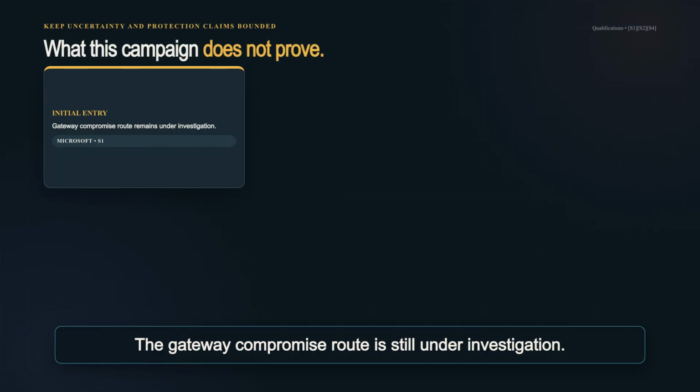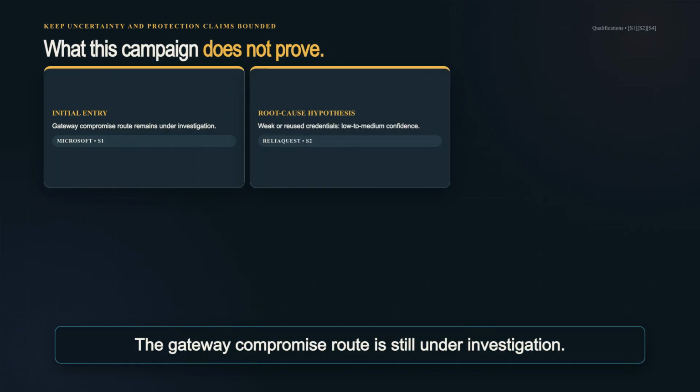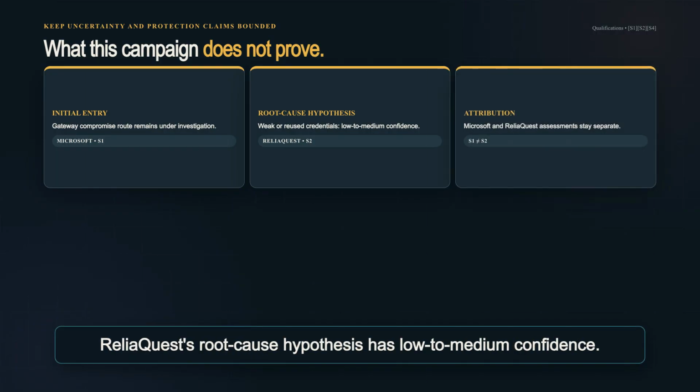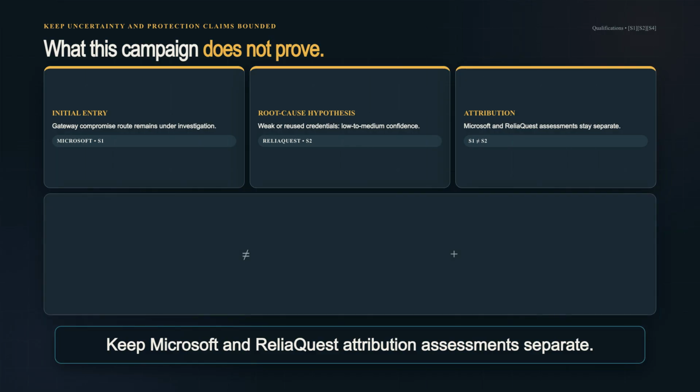Microsoft says the initial compromise route into the Captive portal networks is still under investigation. ReliaQuest's weak credential and exposed management interface explanation is a low to medium confidence hypothesis. And the vendors do not make the same attribution assessment, so those claims should stay separate.